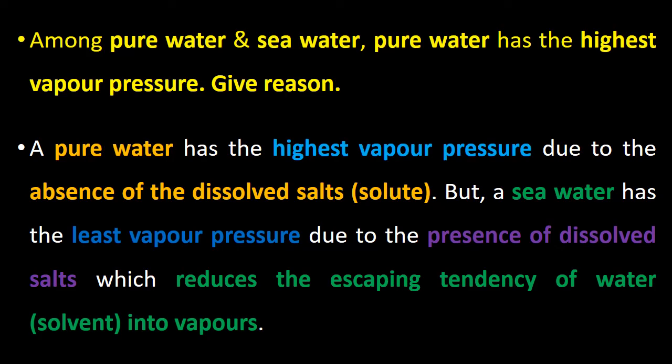Among pure water and sea water, pure water has the highest vapor pressure. Give reason. Pure water has the highest vapor pressure due to the absence of dissolved salts, that is solute. But sea water has the least vapor pressure due to the presence of dissolved salts. These salts reduce the escaping tendency of water, that is solvent, into vapors.